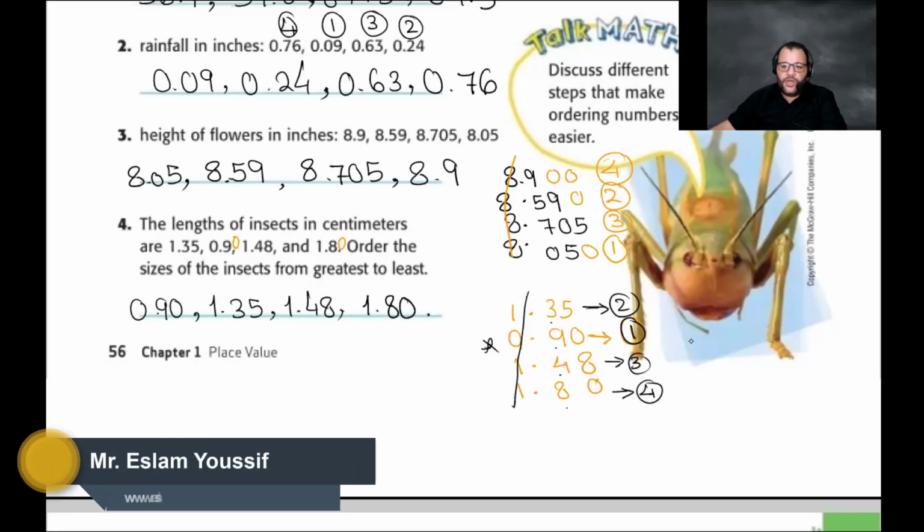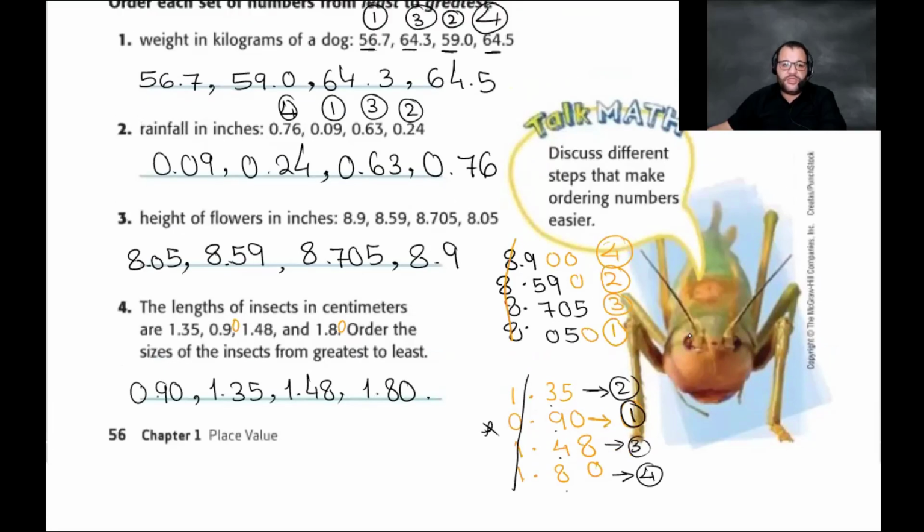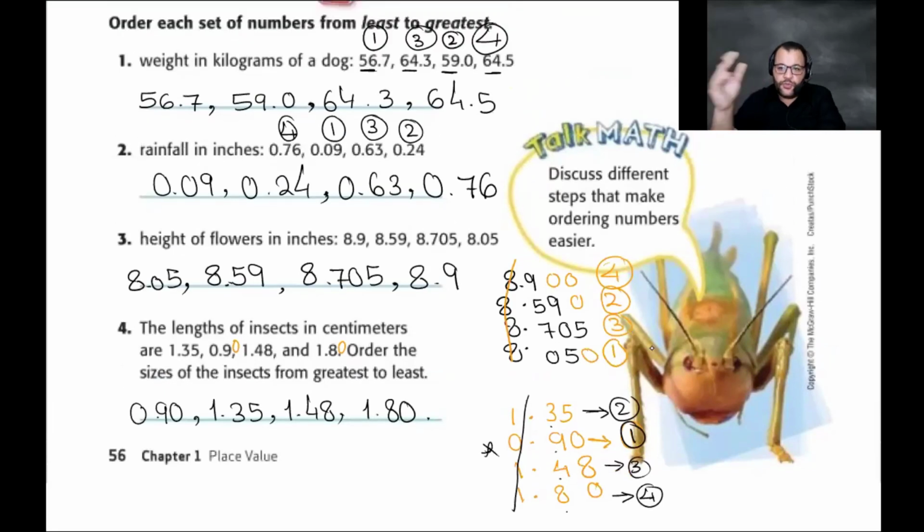Any problem for this question? If you didn't understand anything from this page, please raise your hand. Try to open your book, finish writing this part. You have the video. I will send the video so you can complete it if you didn't complete. But the main point, if you didn't understand this page, please raise your hand.